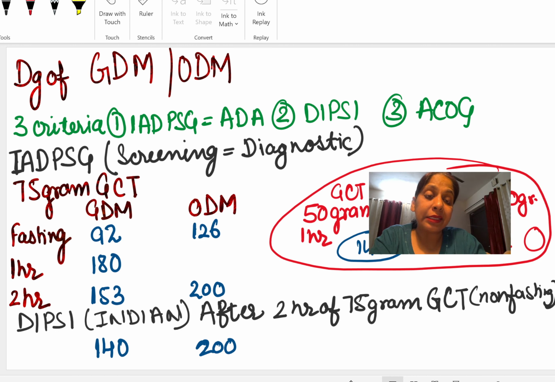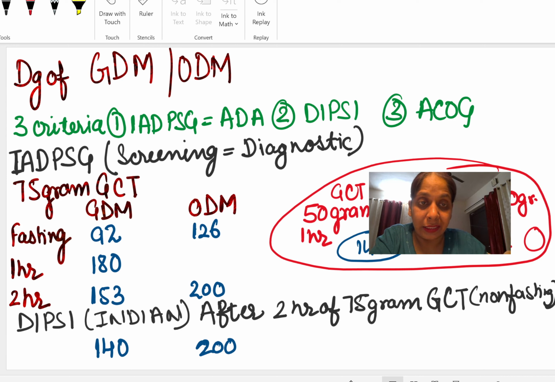The second criteria is given by the Indian Society, DIPSI. Okay, and the third criteria is given by ACOG. Got it? Now let us study the three criteria, because all of these three have been asked in your exam, so you have to learn all of these three. See, it's very simple. Just listen here. IADPSG says whatever is the screening is the same as the diagnostic, that is the glucose challenge test.